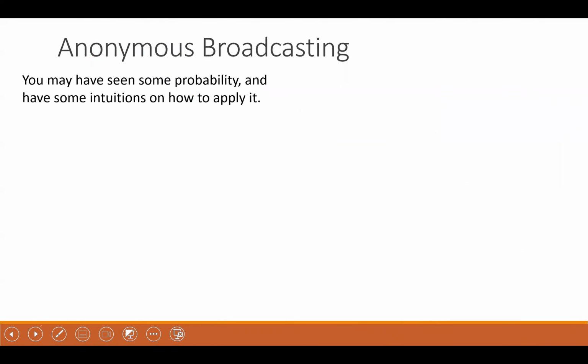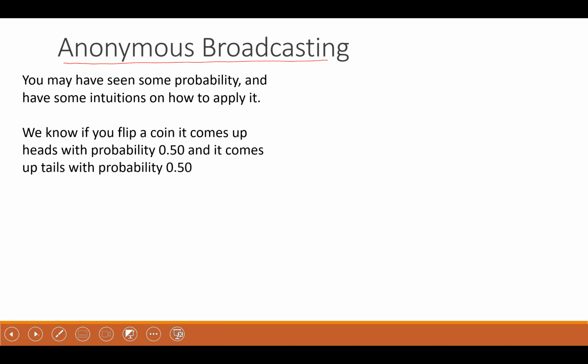So before we get started with probability, we're going to look at randomness and some of the interesting things you can do with it. Later on, we also prove a lot of other interesting results that have nothing to do with probability. But for this problem, we're going to talk about anonymous broadcasting. I'll explain the problem in a moment. But right now, you probably have seen some probability. You took it in high school or whatever, and you have some intuitions about how to apply it.